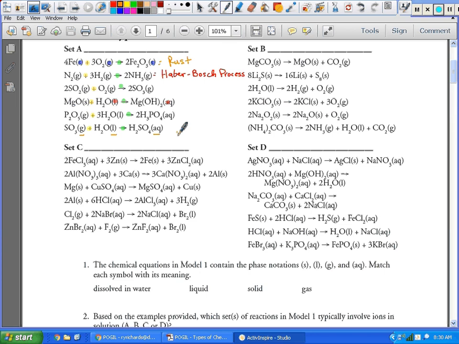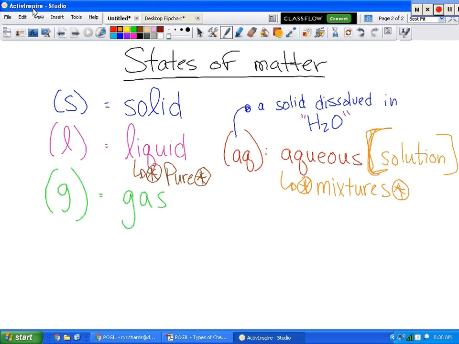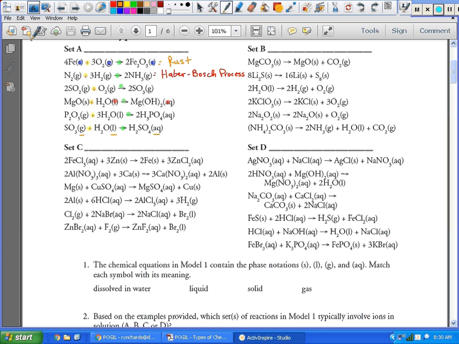Okay? Because here's what happens. The carbon dioxide is dissolved into the liquid. So anytime you have something dissolved in water, what state of matter is it in? Aqueous. So look at the product right here. So we have this stuff, which is aqueous, and that actually is sulfuric acid.